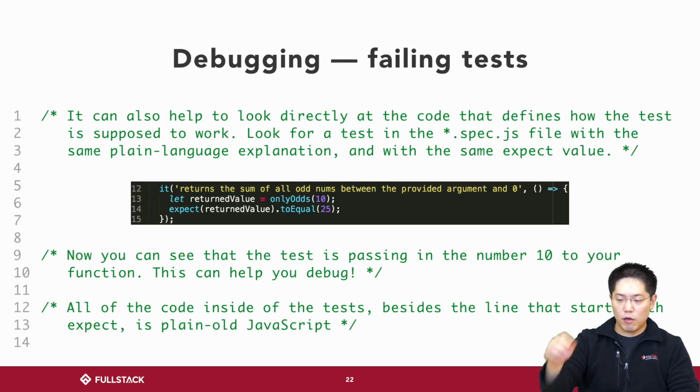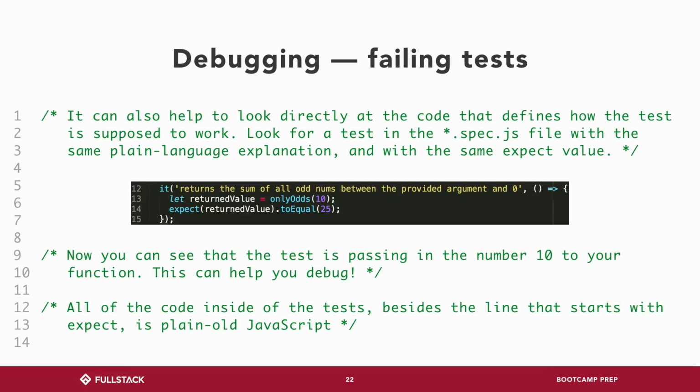So all of the code that's inside of the test, besides the line that starts with expect, is just plain JavaScript, right? This is all JavaScript. So with the test, there's not anything fancy going on. It's not a different language. It's not using something special in JavaScript. It's just JavaScript. It's just code that's running and then testing your code. Right? And so oftentimes people think tests are something else, something different, but no, they're just JavaScript code that runs your code and then sets expectations around how your code should run.